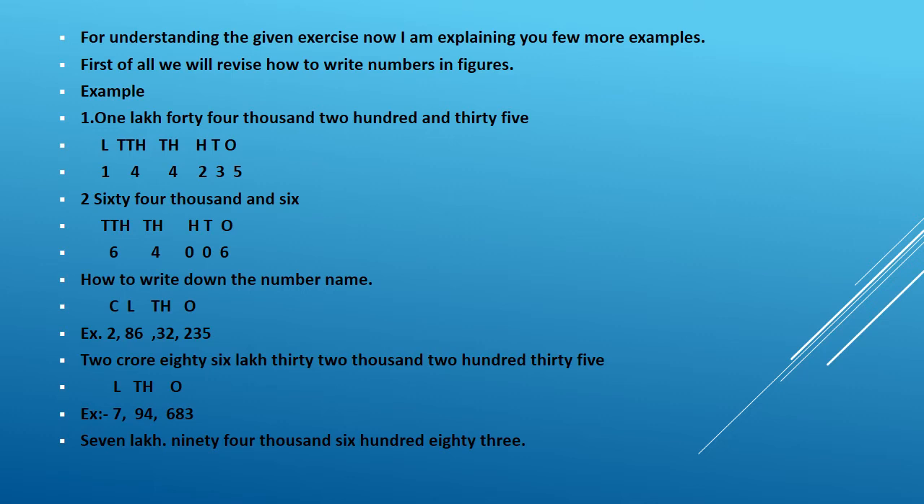Next number is 7,94,683. Write down the periods over it: ones period, thousand period, lakh period, and place value also: ones, tens, hundred, thousand, 10,000 and lakh. Now according to periods we can write down the number name. 7,94,683.